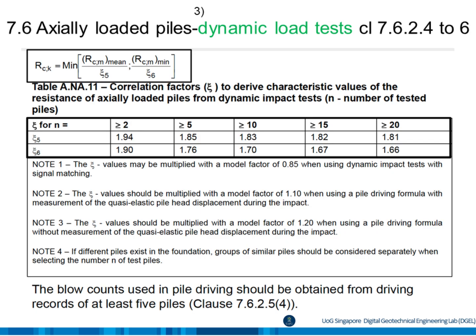Similar to static load tests, we can also obtain the characteristic compressive resistance from dynamic load tests. Of course, we still need to apply correlation factors, Xi5 and Xi6, to account for uncertainty and variability.